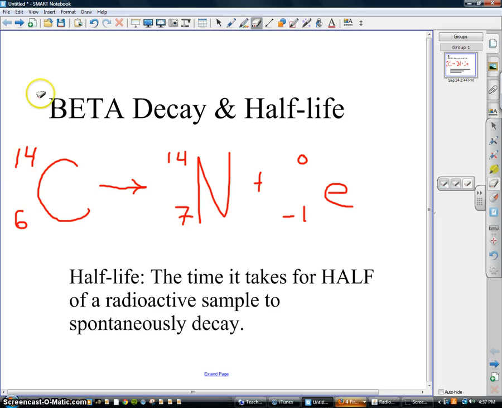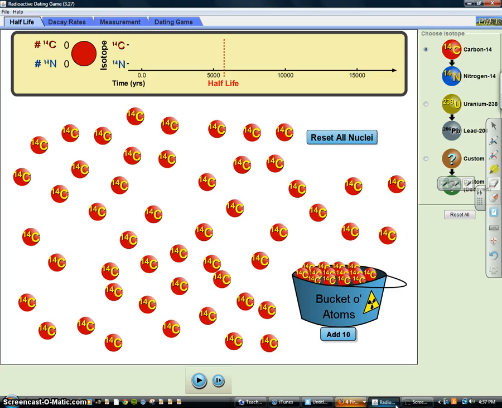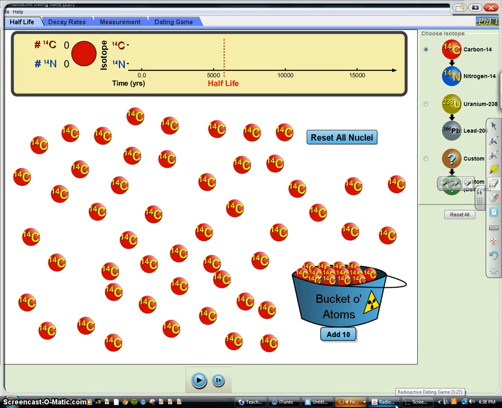We're going to say that we have a whole bunch of carbon-14 atoms, which are unstable, and so they're spontaneously over time going to turn into nitrogen-14 atoms through beta decay. That's a beta particle being given off. We've studied that. And so here is the movie that we're going to look at.